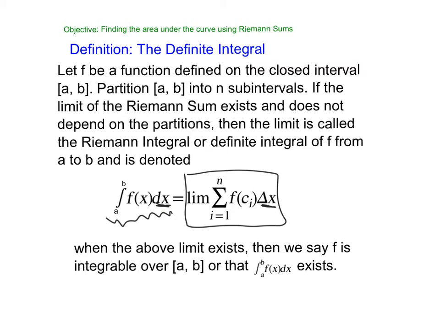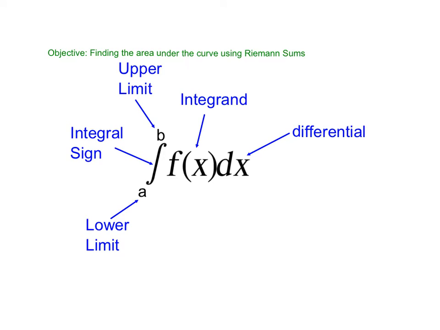When the above limit exists, then we say f is integrable, so you're able to take the integral. Okay, so we have the integral, it's that squiggle from a to b, looks kind of like an S. A is the lower limit, b is the upper limit. That symbol is the integral sign. F of x is our integrand, and the dx is the differential. So that's your delta x. That's the width of each rectangle.